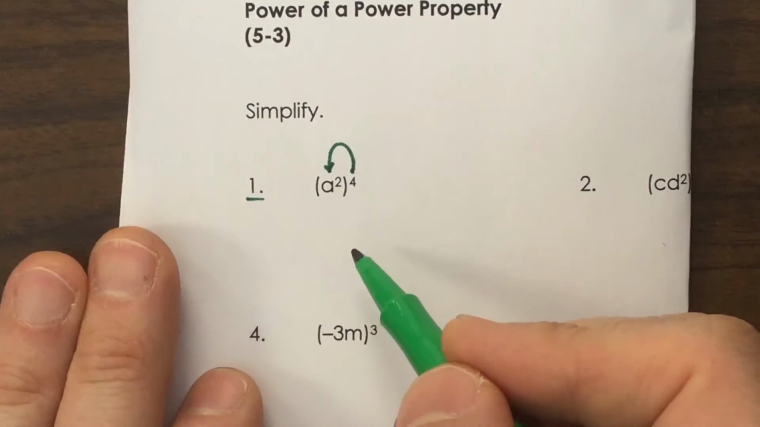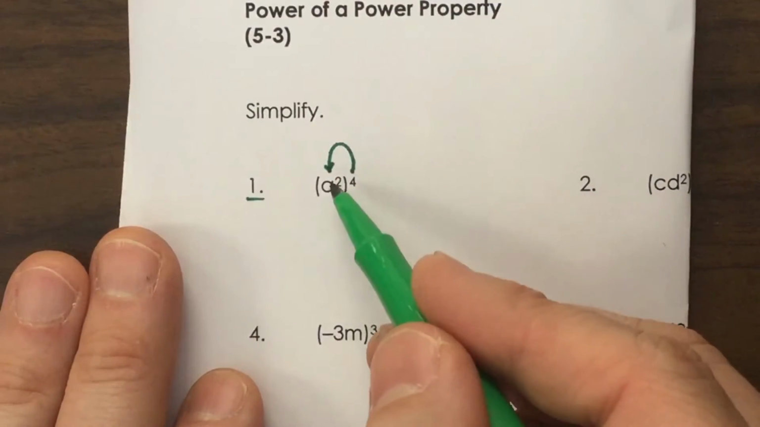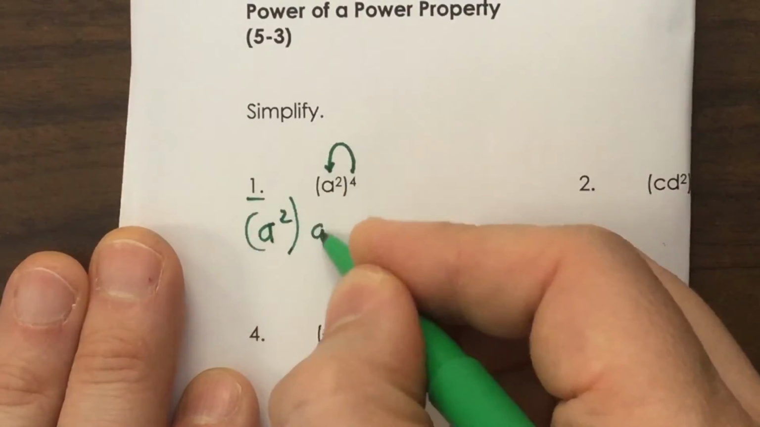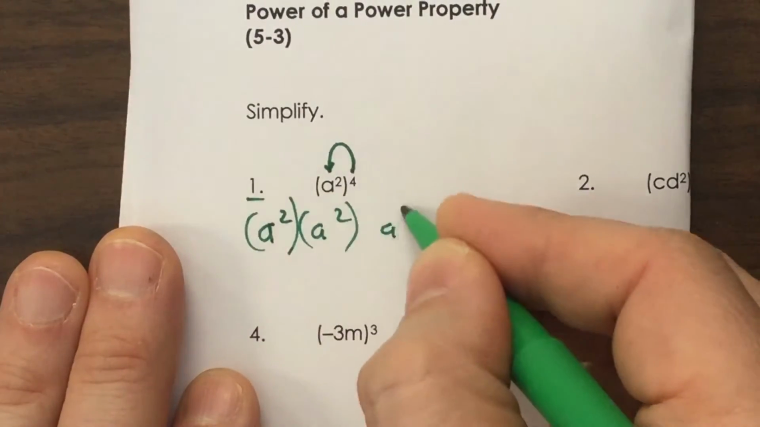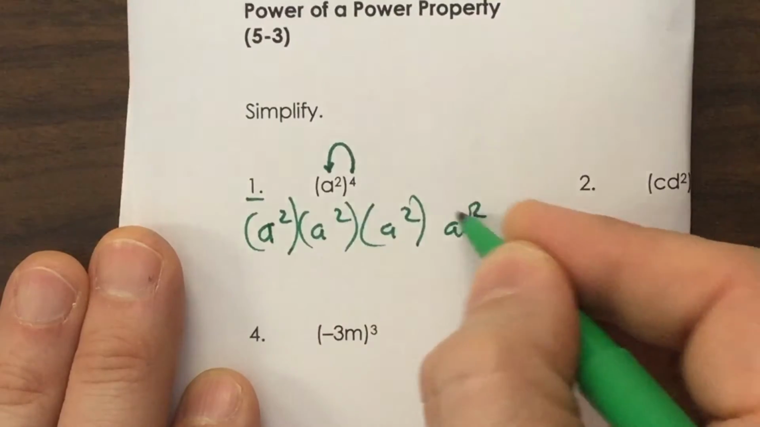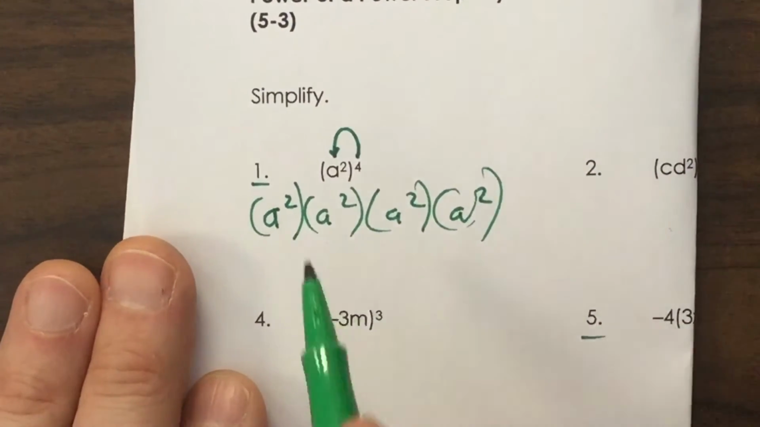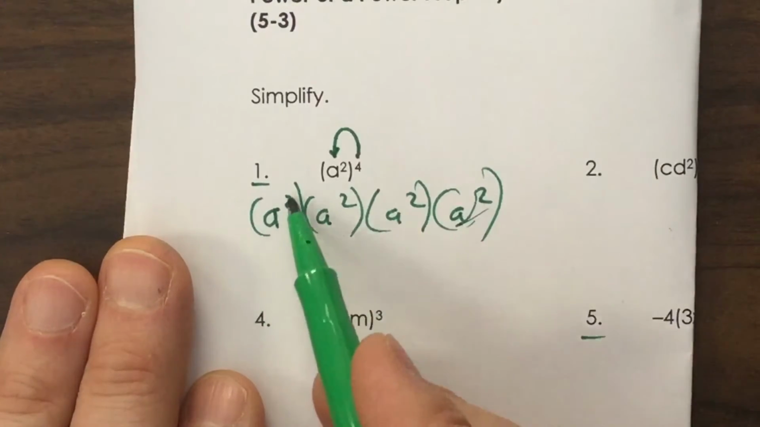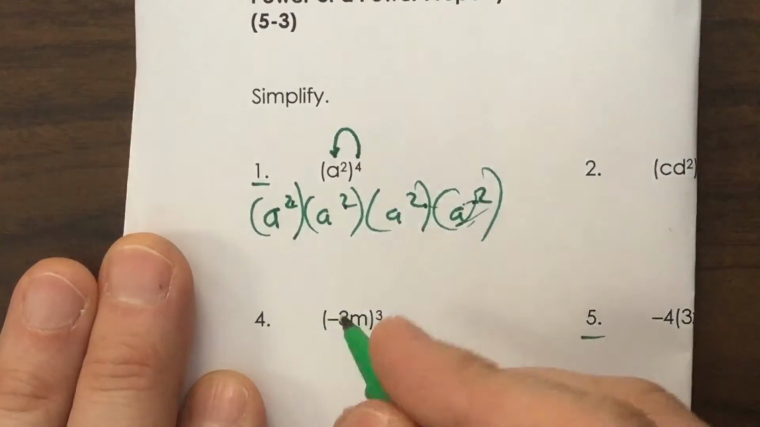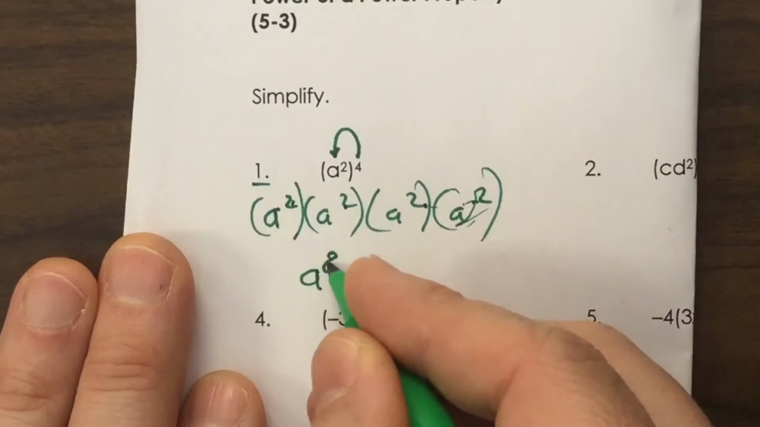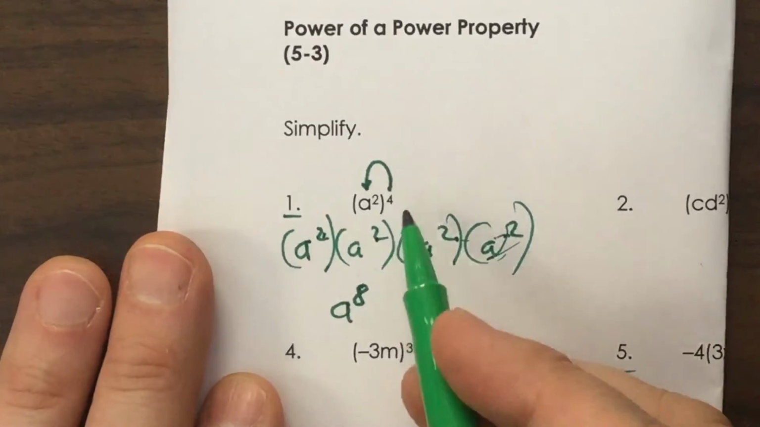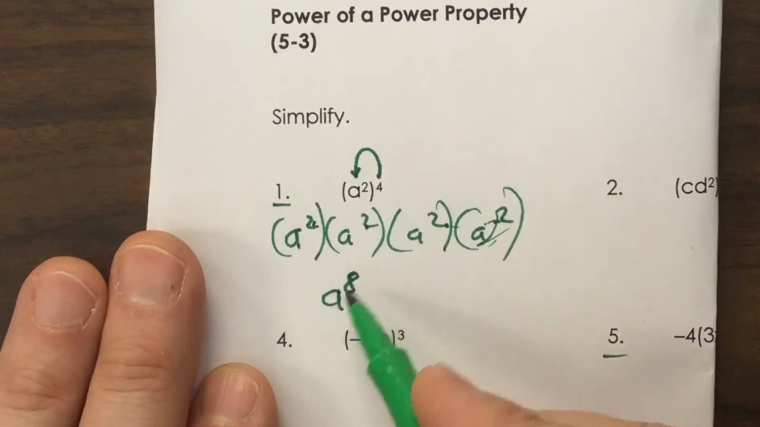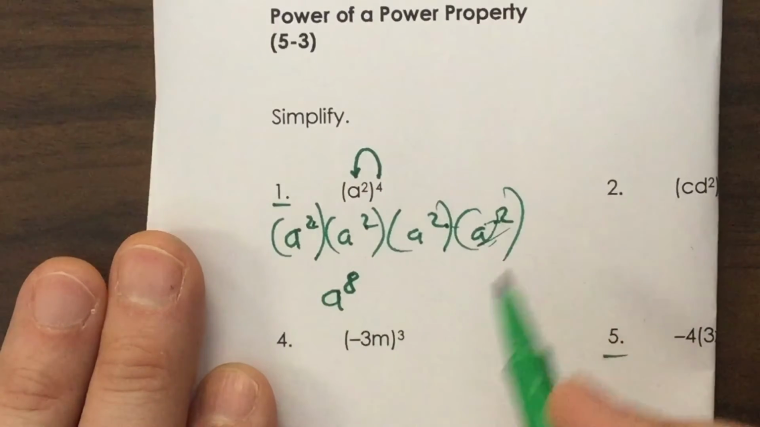And if you want to write it out to understand what's happening, they're saying you have a to the power of 2, 4 times. You have 4 of those guys. Now, our rule, see, these are all attached to a base of a, the same base, so we could add these, 2, 4, 6, 8. You end up with a to the power of 8. But the rule that's a shortcut for us is just multiply 2 times 4. 2 times 4 is 8. We get the a to the 8 without having to write everything out.